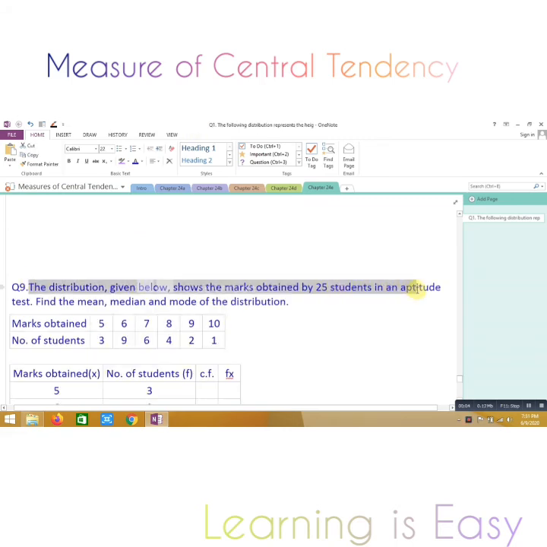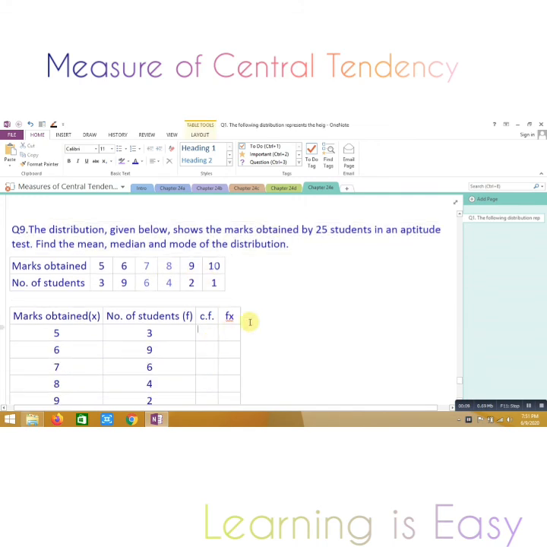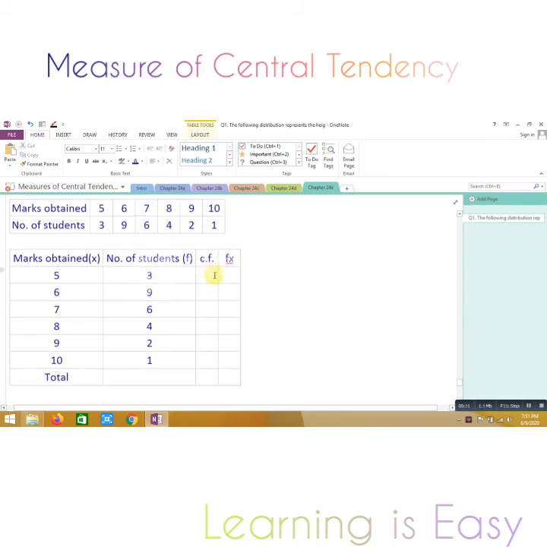Next, question 9. The distribution of the marks of 25 students is given below. So we need to find the cumulative frequency and fx. So 3 plus 3 is the value for the first row cumulative. Then 3 plus 9 makes 12. 12 plus 6 makes 18. 18 plus 4 is 22. 22 plus 2 is 24. And 1 is 25. So total number of students is 25.